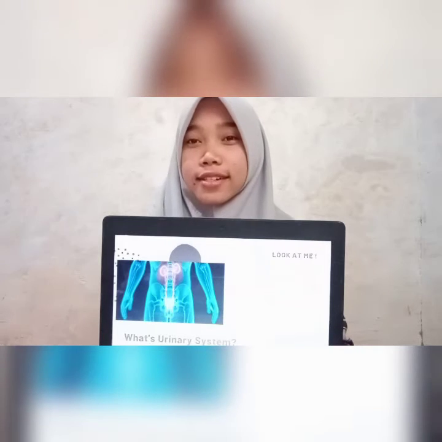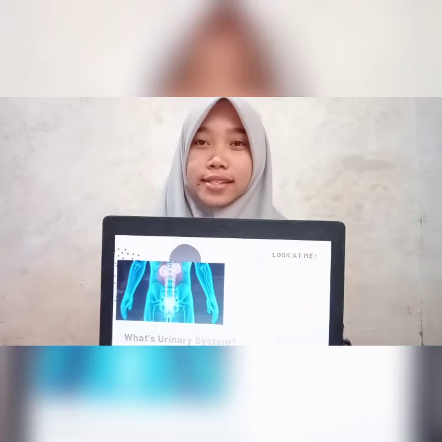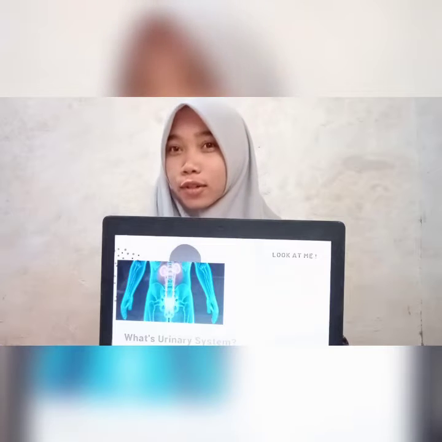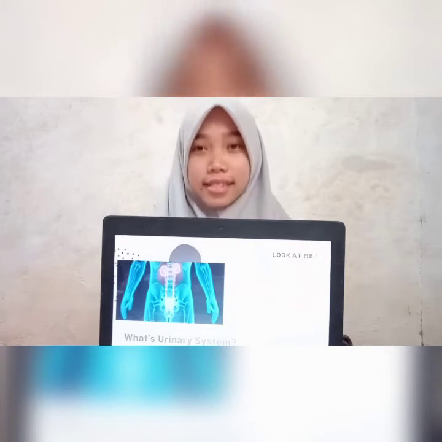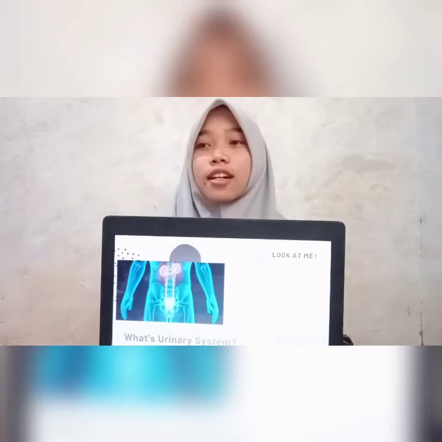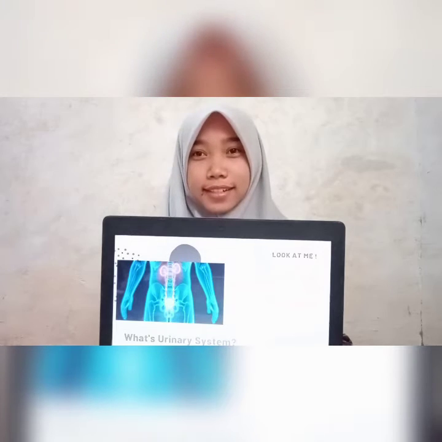What is the urinary system? The urinary system produces, stores, and excretes urine via a filtration mechanism in which potentially harmful molecules are removed from the body.